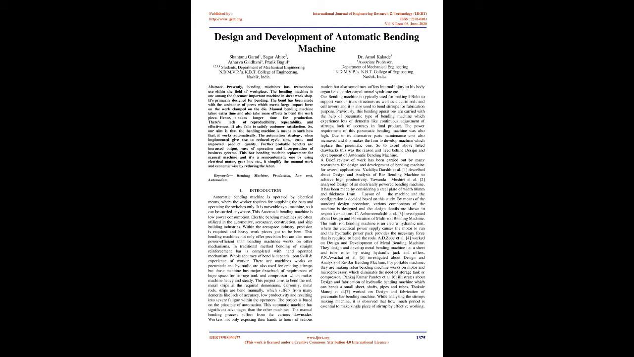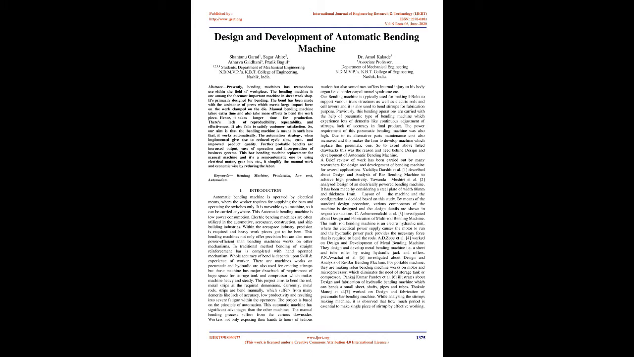Introduction: the automatic bending machine is operated by electrical means, where the worker is required only for supplying the bars and operating the switches. It is a movable type machine, so it can be carried anywhere. This automatic bending machine is preferred due to its high accuracy, simple use, and low power consumption. Electric bending machines are often utilized in the automotive, aerospace, construction, and shipbuilding industries.